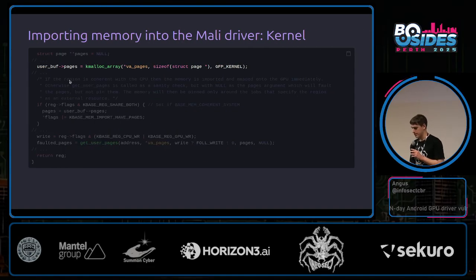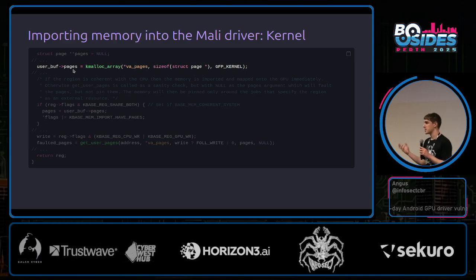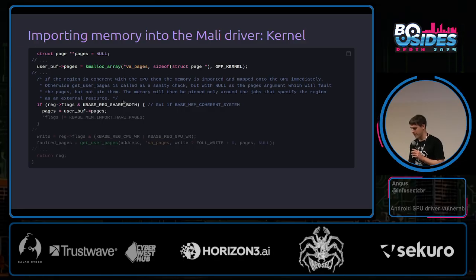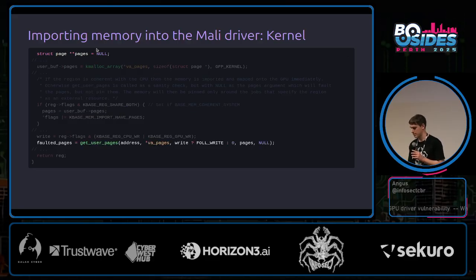Then it's going to allocate this pages array, and this is eventually going to store all of the imported pages once we've imported them. Now, depending on this KBASE_REG_SHARE_BOTH flag, it might set this pages variable at the top to be equal to that array that we just allocated. In this case, the KBASE_REG_SHARE_BOTH flag is not set, so we can assume that pages is still going to be null in the next step. Then it's going to call this function called get_user_pages, which I'm going to talk about in a moment. It's going to pass that pages variable that is still set to null.